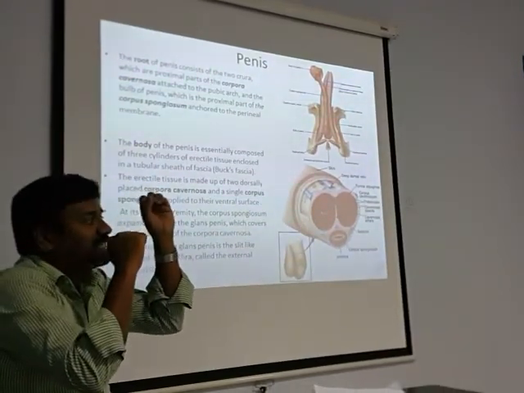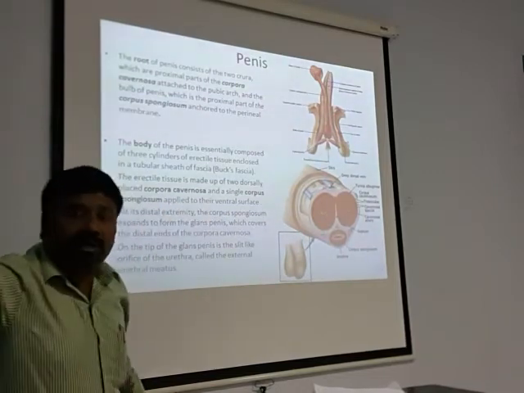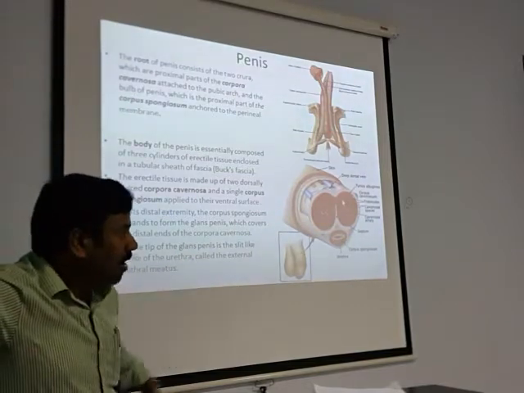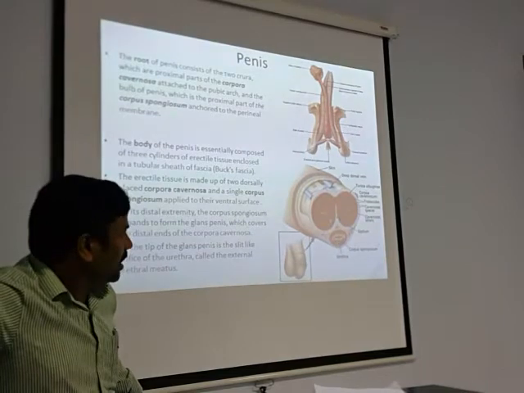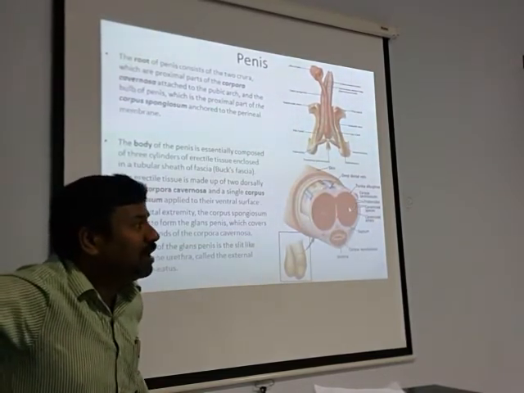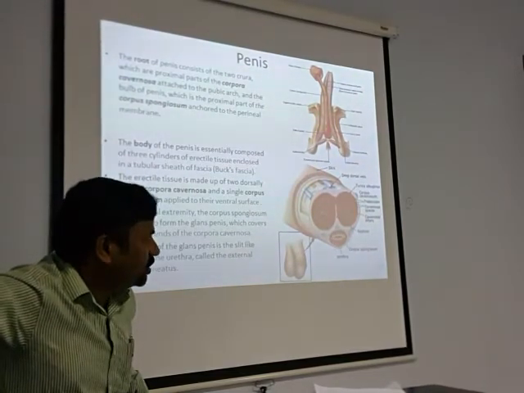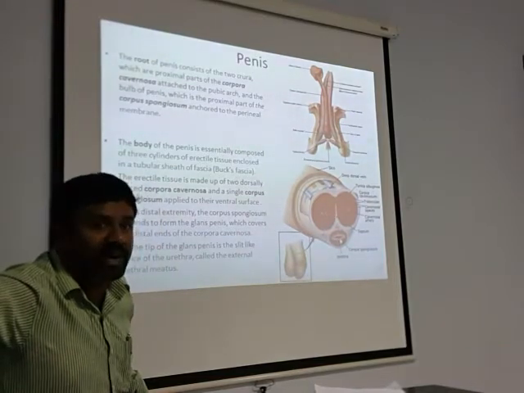Okay? So they are called corpora. Corpora means the bodies. These 2 are the dorsal corpora; dorsal means the upper side. You have 2, and below that you have 1 between the 2. These 2 are called the corpora cavernosa. This one is called the corpus spongiosum, in which you have the urethra running. Am I clear? Yes.